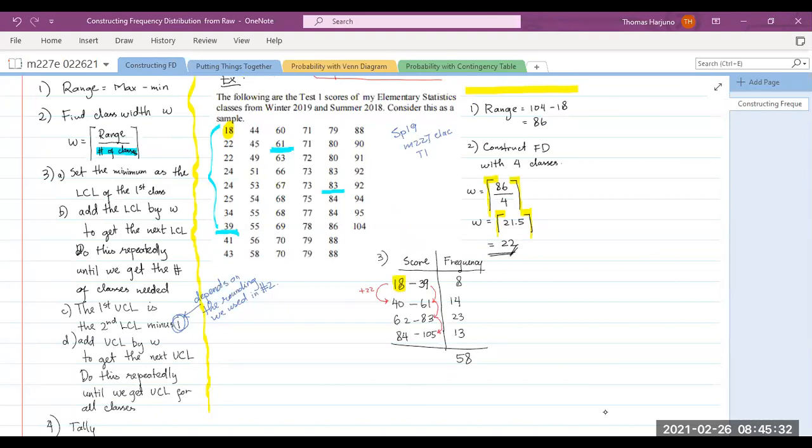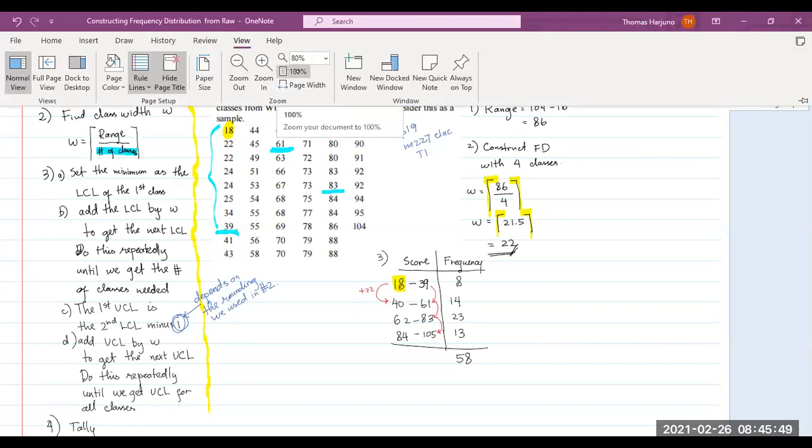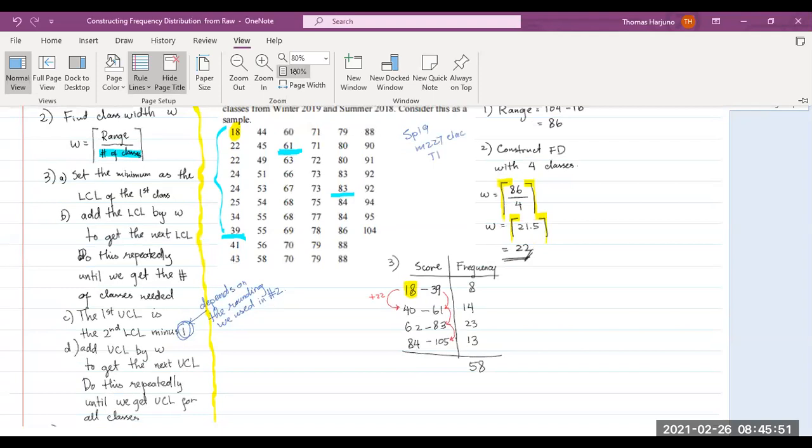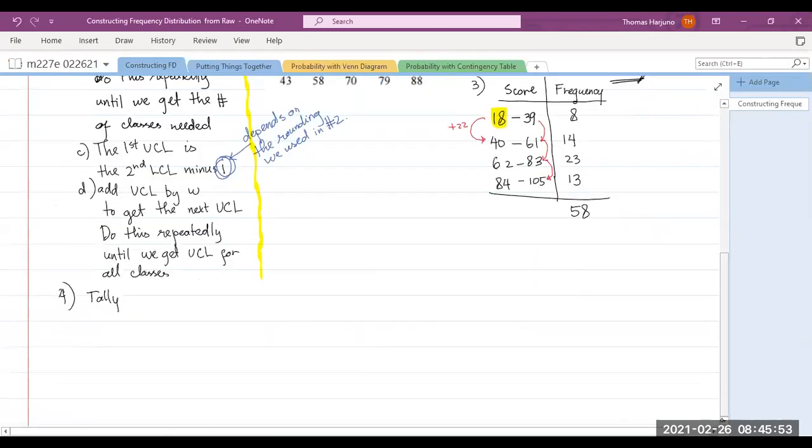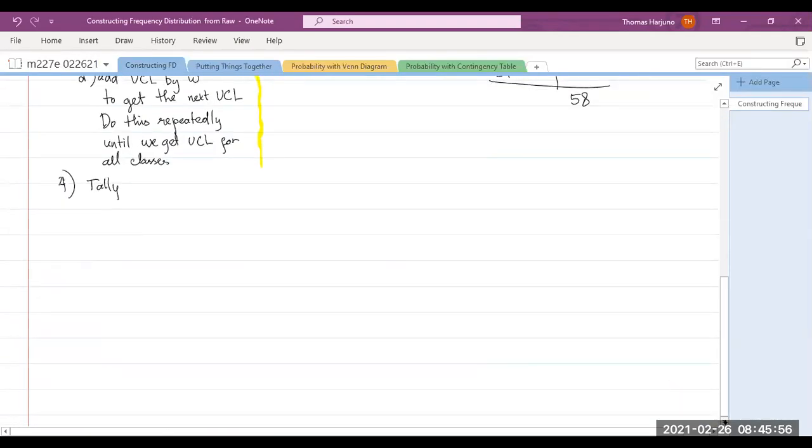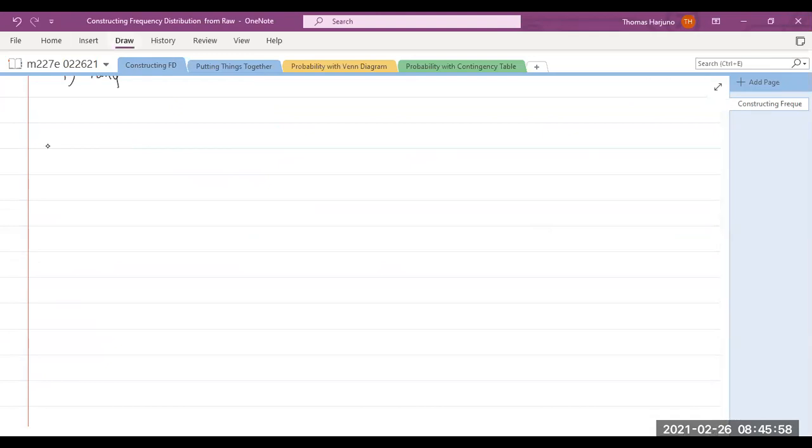Now, let me give you one example for you to work on. So I assume you already copied that down. Let me ask you to do this problem. So example 2.